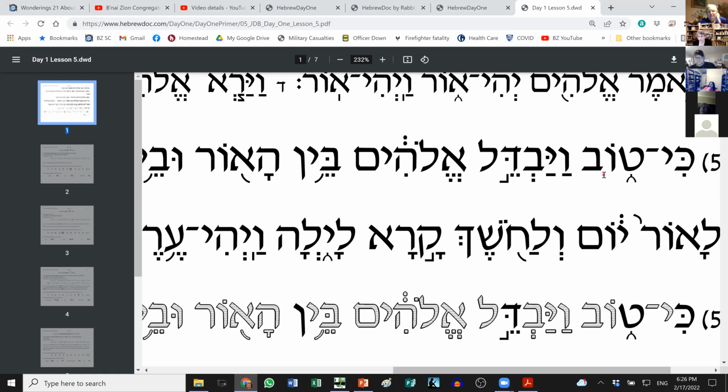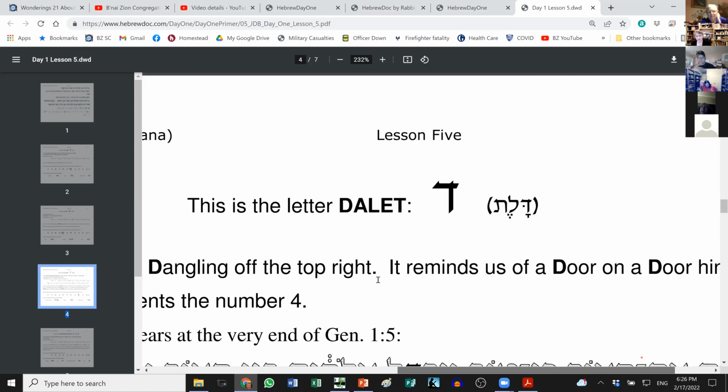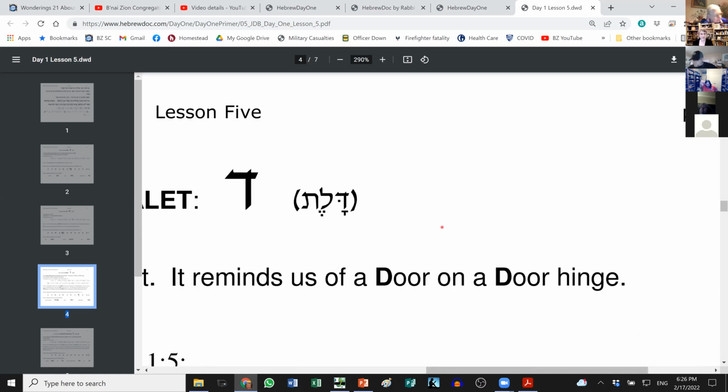Tov is good. That's a good word for you to know. And we can't do the next word until we learn the next letter. Next letter. This one I love talking about. This one is supposed to remind us of a door because it's named Dalet. It is like a door. I got to make myself a little box here. I'm going to show you what the box looks like for the letter.